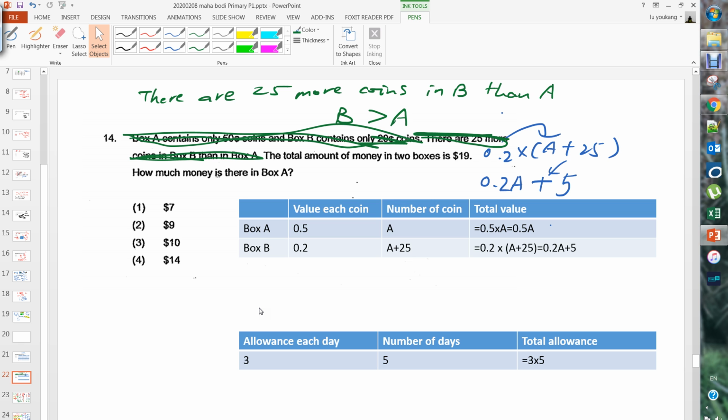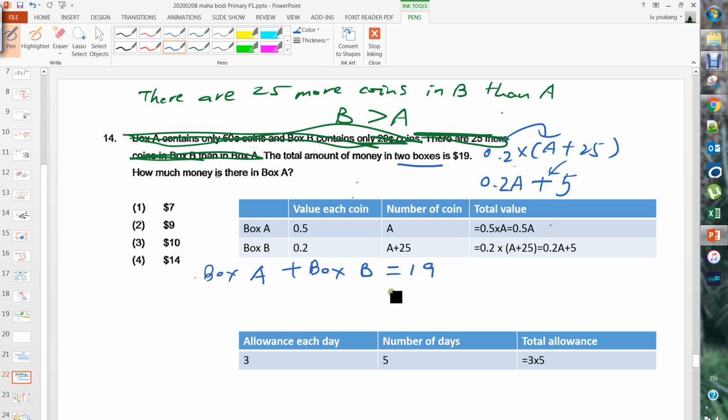Just tell me the general meaning of total amount. Total amount means plus. Which one plus which one? Two boxes. Which two? A and B. So basically box A plus box B, they say what? Equals $19.